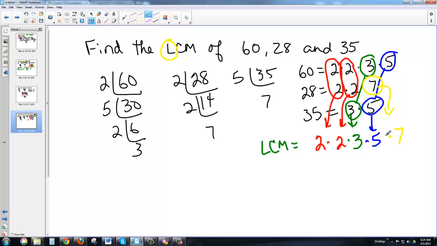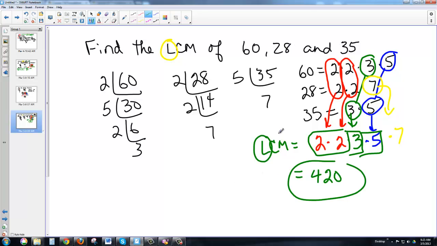The least common multiple of 60, 28, and 35 is whatever I get when I multiply those out, which is 420. How do you do that in your head? There's 4, 12, and I know that's 60. 60 times 7 is 420. Find combinations that work in your head for you. The least common multiple of 60, 28, and 35 is 420.